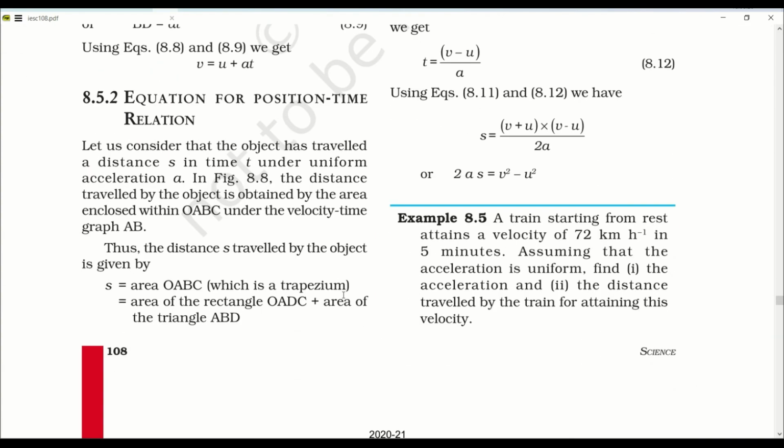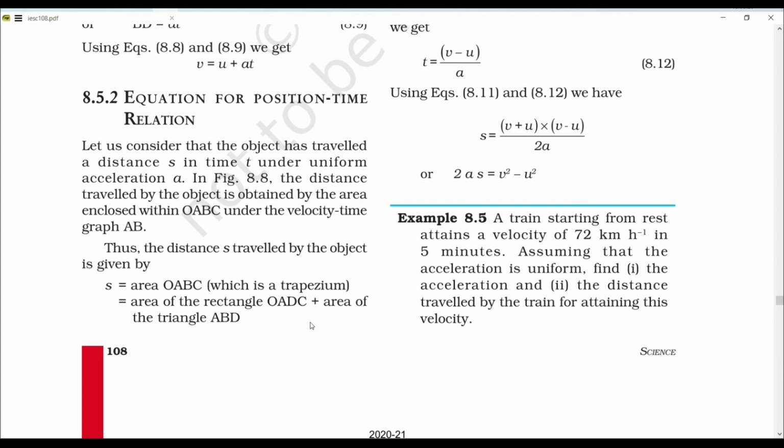Now position time relation. Let's take another point, position time relation. Let us consider that the object has traveled a distance s in time t under uniform acceleration a. In figure 8.8, the distance traveled by the object is obtained by the area enclosed within OABC under the velocity time graph AB. Thus, the distance s traveled by the object is given by s is equal to area OABC, which is a trapezium: area of rectangle OADC plus area of triangle ABD.